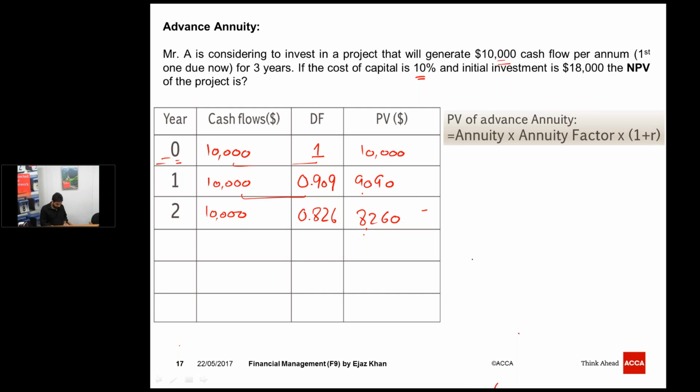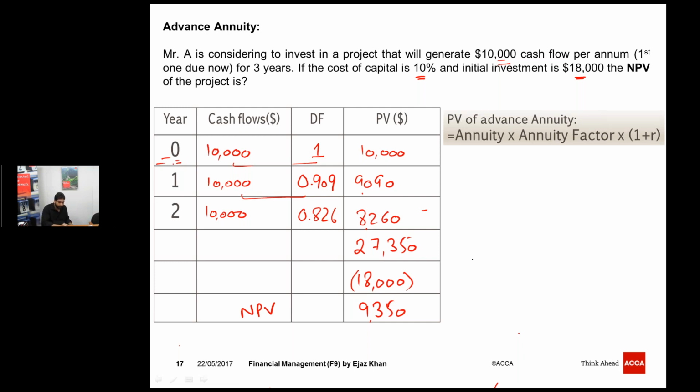$10,000 plus 9090 plus 8260. So the total present value of these three cash flows will be 27350. So this is the present value of cash inflows. The required investment will be $18,000, and the present value of cash inflows, which is 27350, exceeds the 18,000 by $9,350. So $9,350 is the answer, net present value. So this is the tabular approach of solving this question.